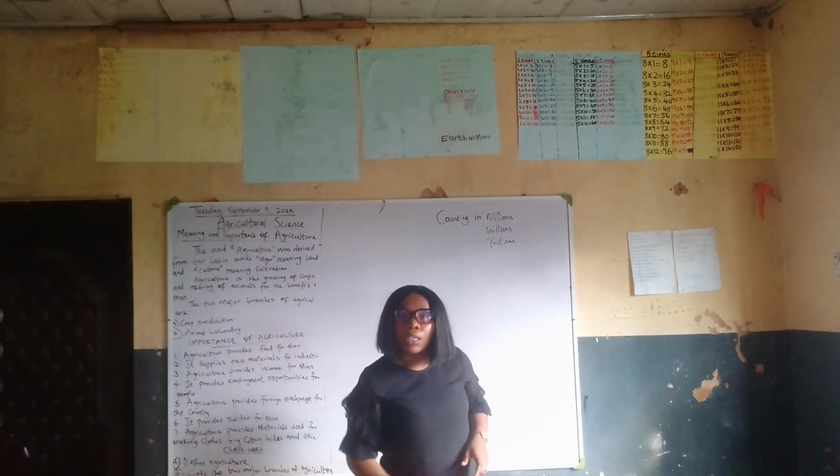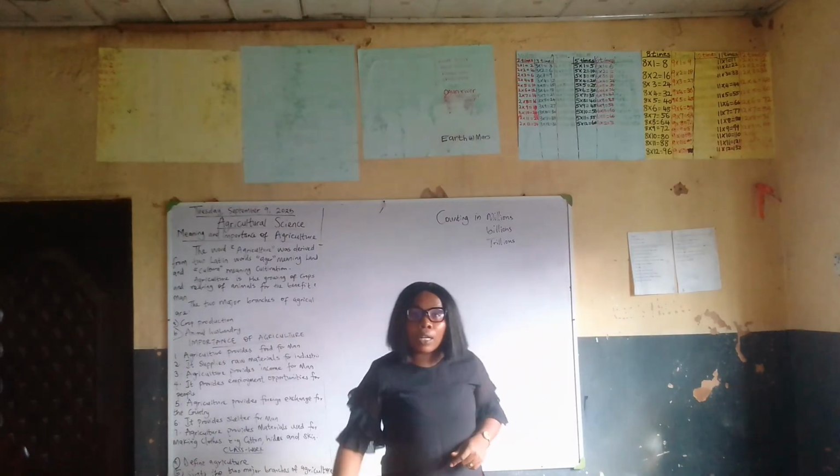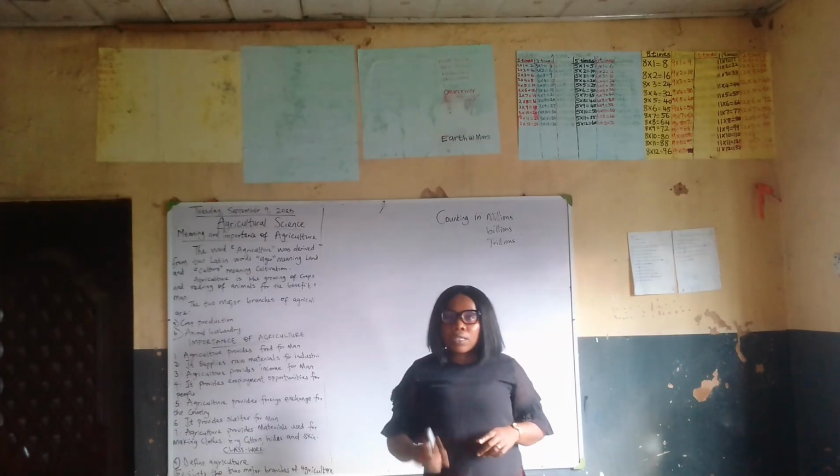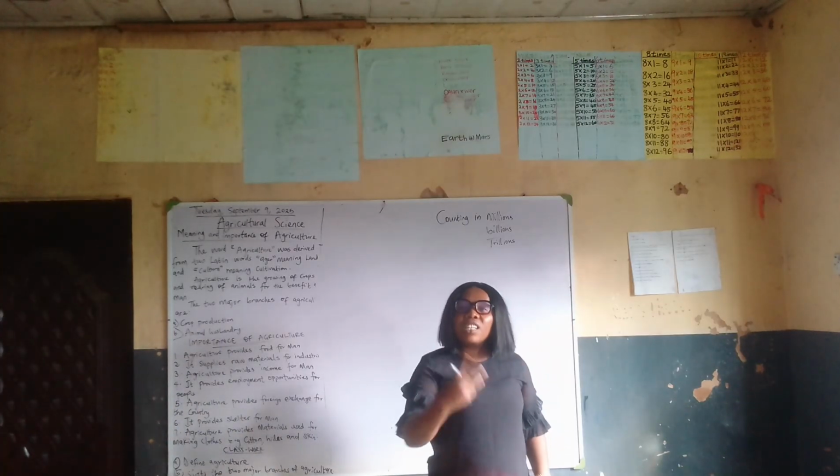7 days make 1 week. After that 1 week, you start to count another 7 days, which make 2 weeks. 1 week means 7 days. So 2 weeks is what? 14 days. That is your counting in 7s.